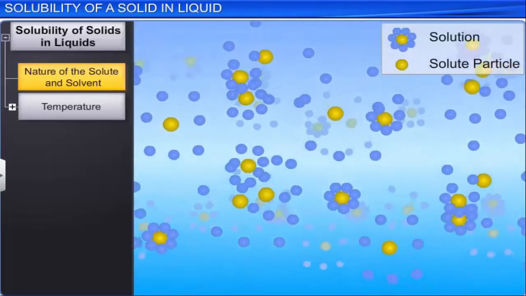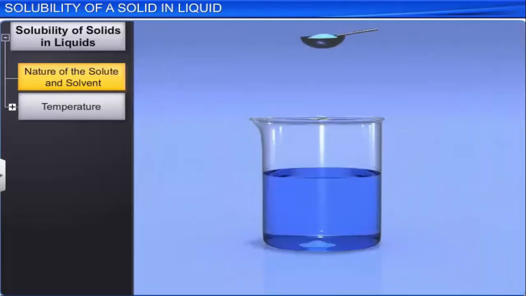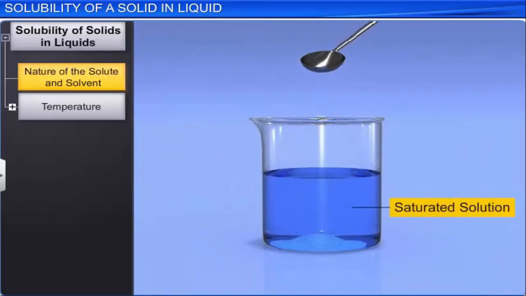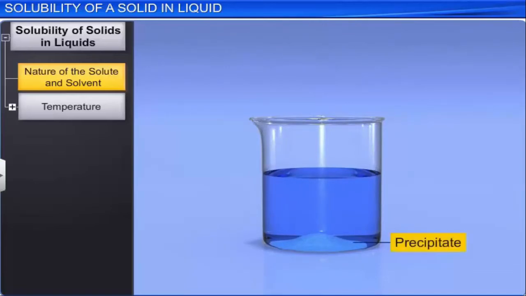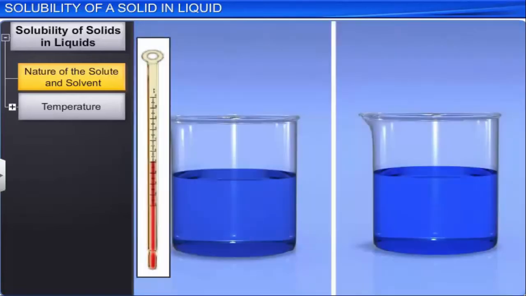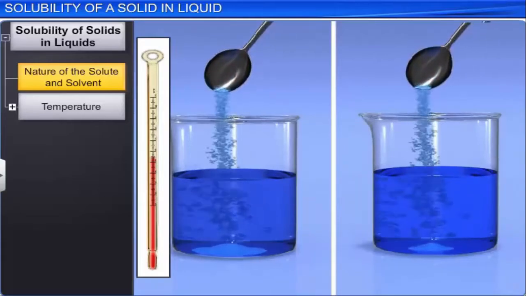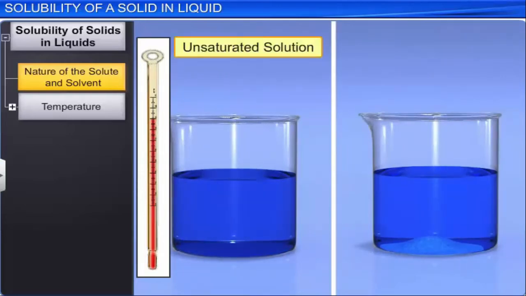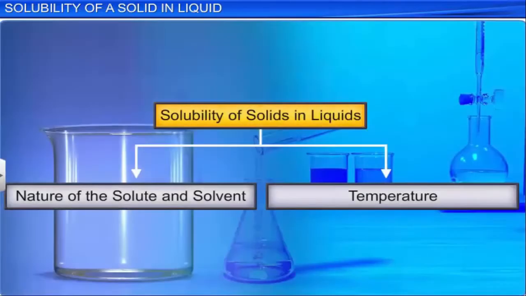If any more solute is added to this saturated solution, it gets separated out, and the process is called precipitation. On the other hand, a solution in which more solute can be dissolved at a specific temperature is called an unsaturated solution. The solubility of a solute also depends on temperature.